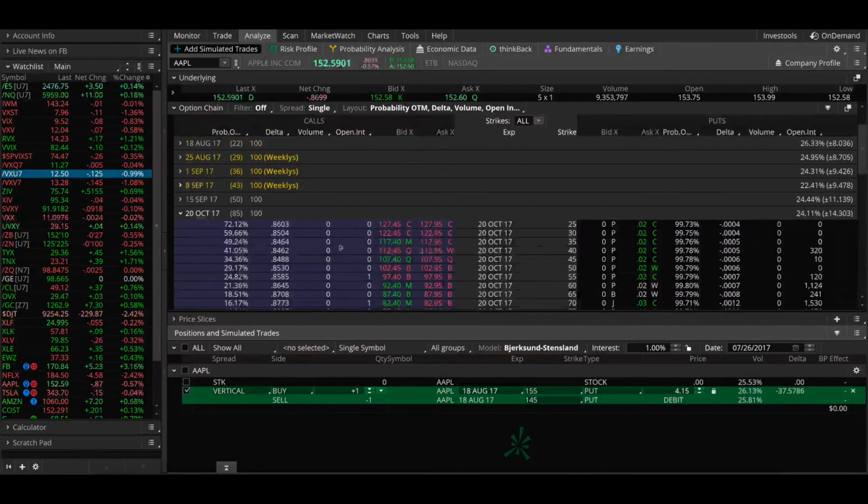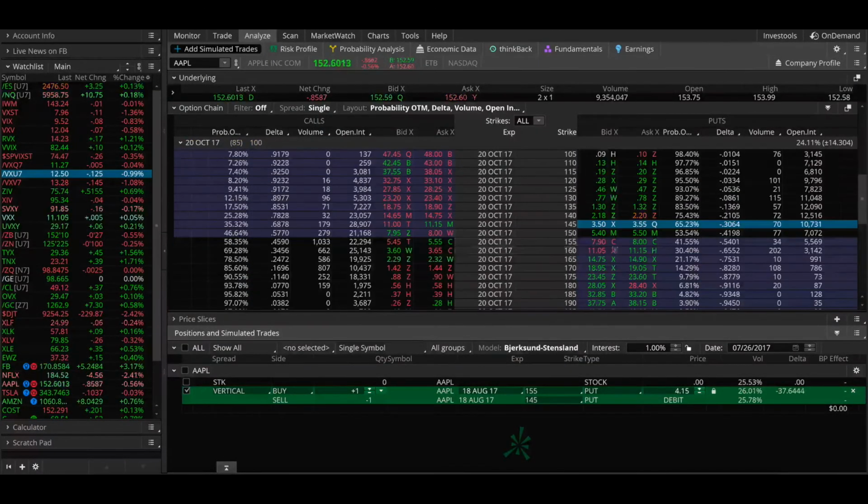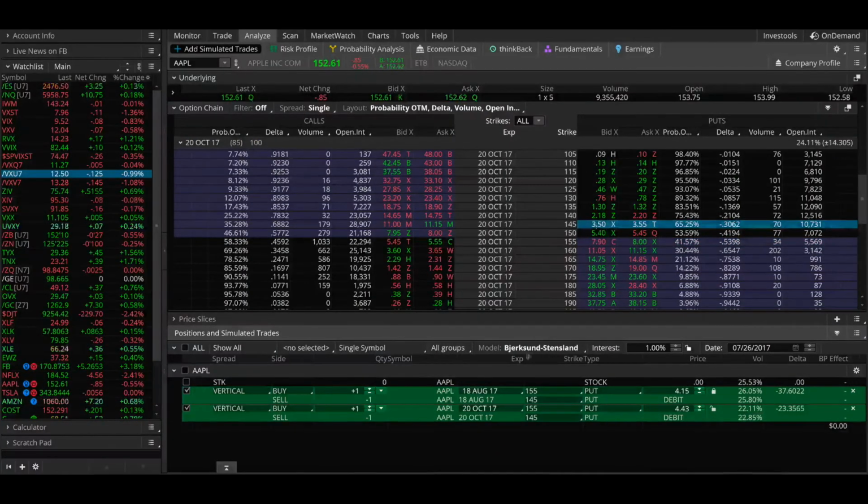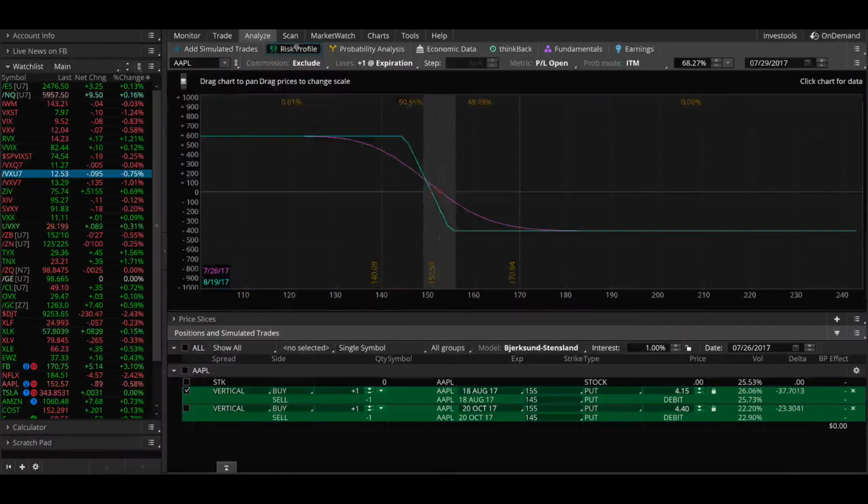Now, if we go to the October expiration cycle and queue up the same exact trade, we can see that this spread is trading for about $4.40. So I'll go ahead and lock that in. So now let's go to the risk profile and analyze the estimated P&L based on Apple's price movements today.